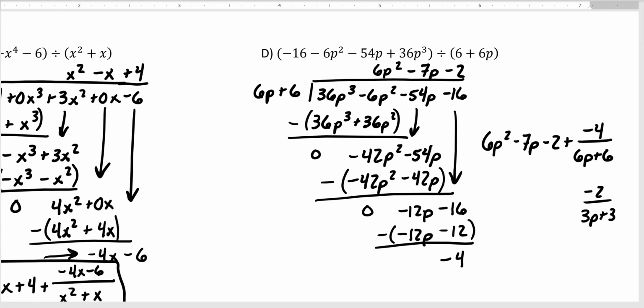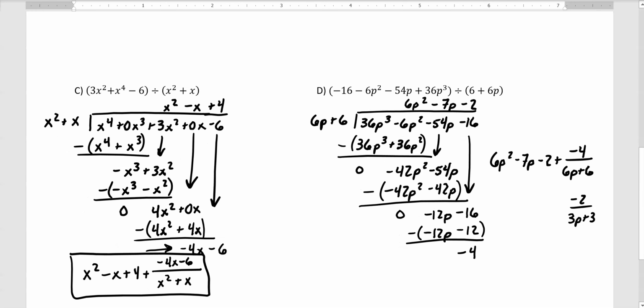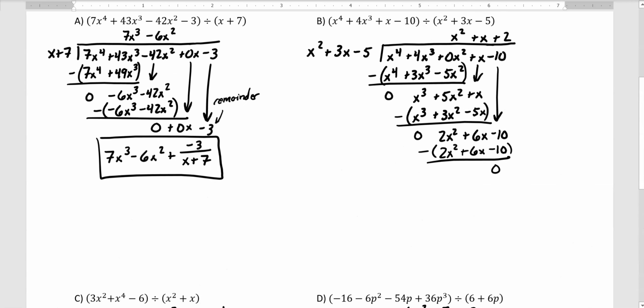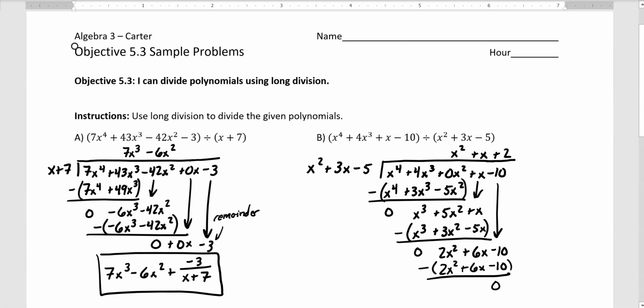Okay, hopefully after these sample problems, we're feeling a little more confident with dividing polynomials with long division. As always, if you have any questions, reach out. Otherwise, go ahead and get started on those practice problems. Let's see how we do.